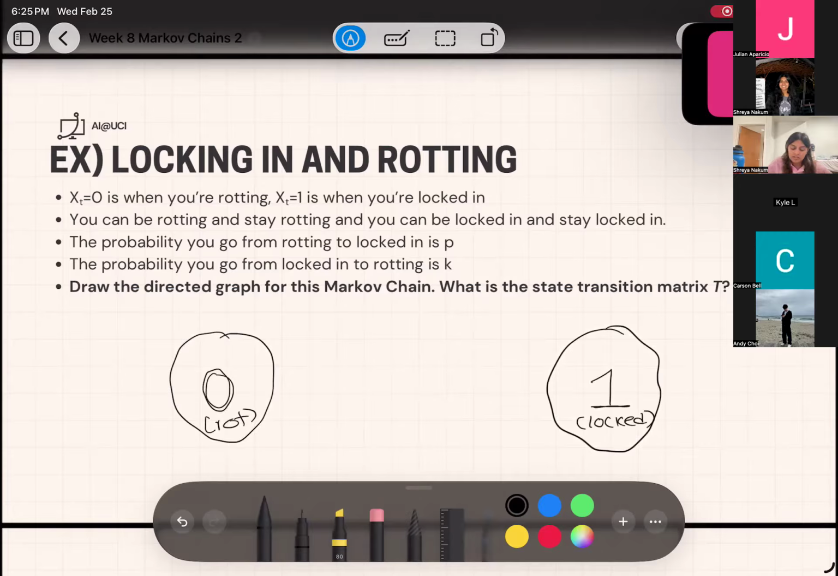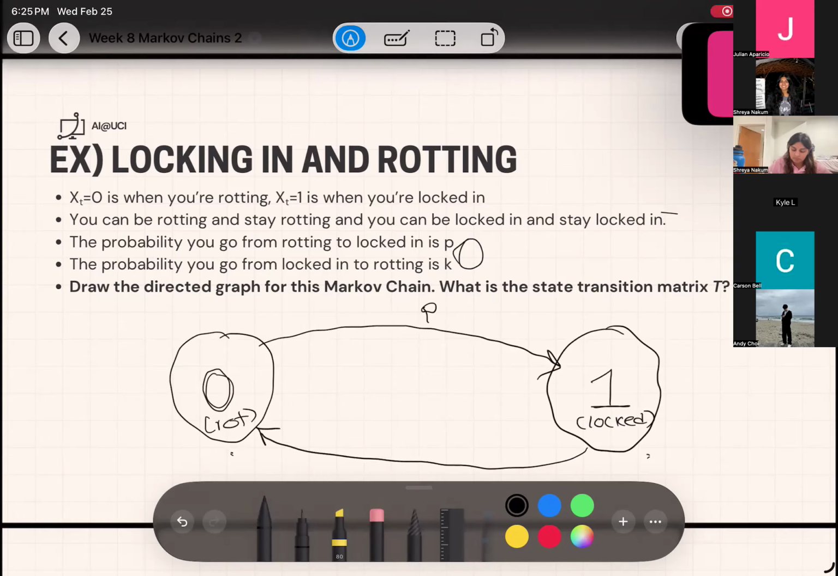Now we'll skip this one. We'll go here first because there's actual probabilities attached to them. We can go from rotting to locked in with the probability of P. So what should our arrow go? And what should it be labeled? Arrow from rot pointing at locked, labeled P, and then opposite labeled K.